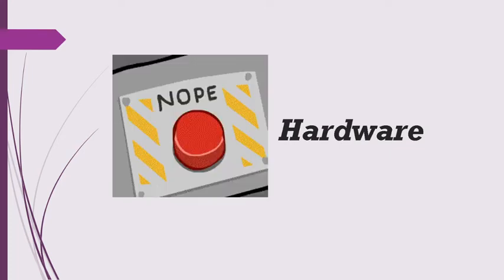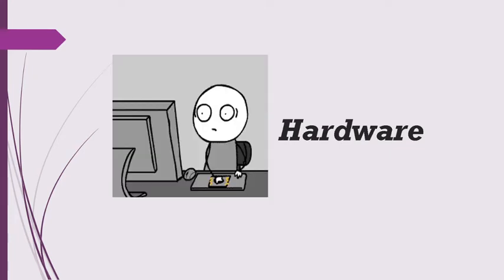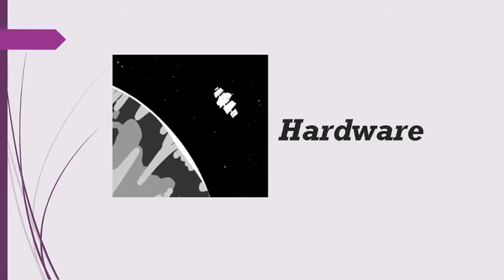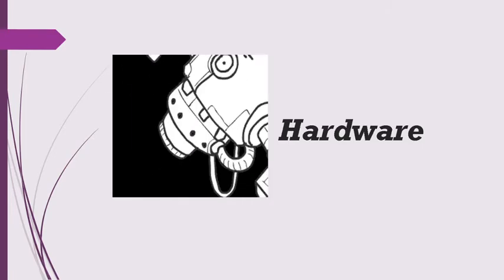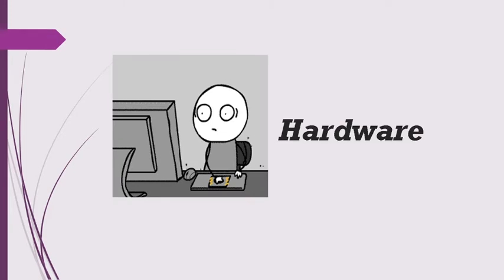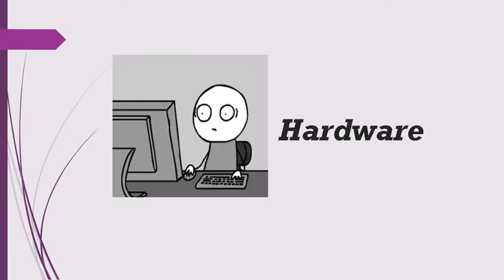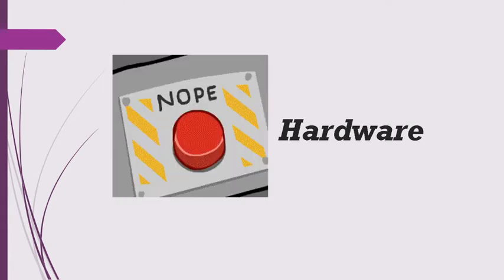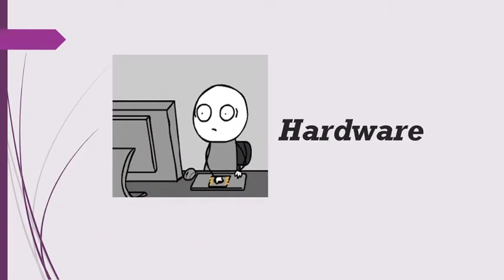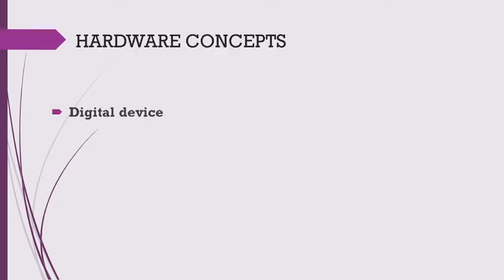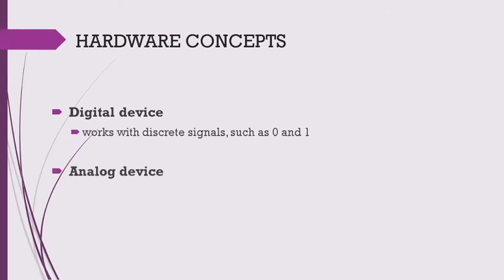This time, we will discuss hardware. Since we're done understanding the information system with its operation and also its computer system, this time we will discuss the first computer system, which is hardware. So when we say hardware, there are two devices that we need to discuss. First, the digital device, and the other one, the analog device.